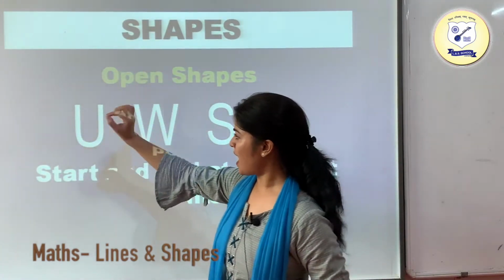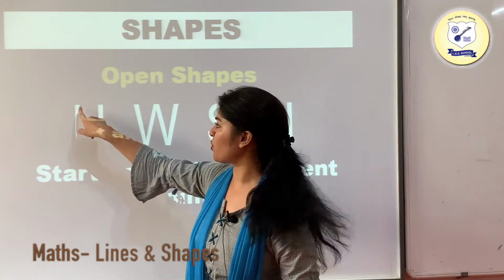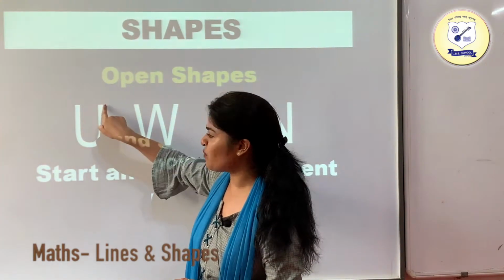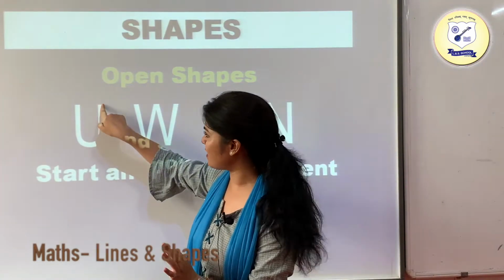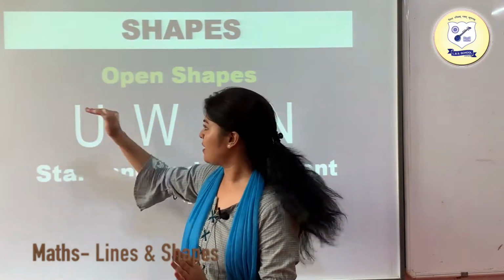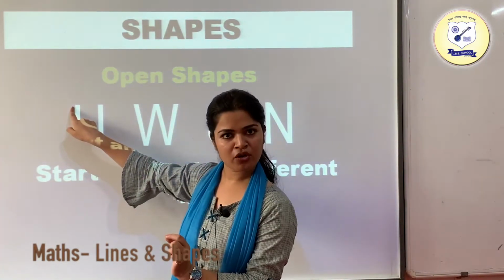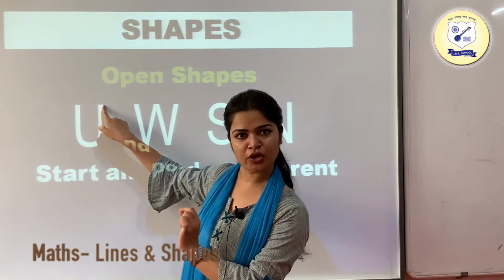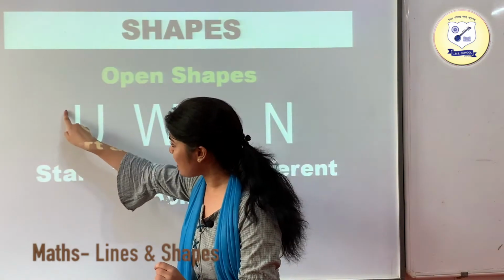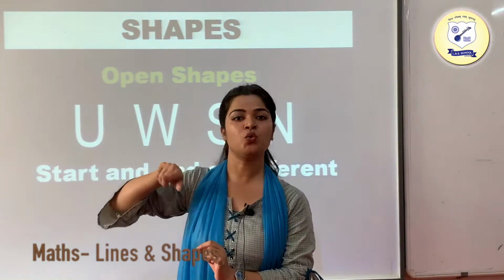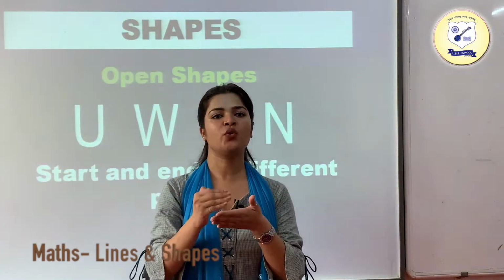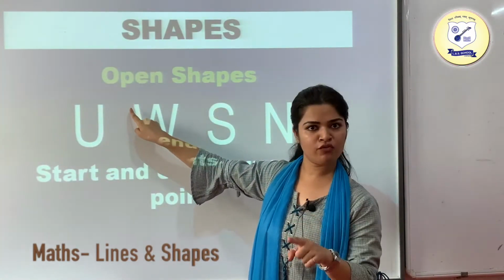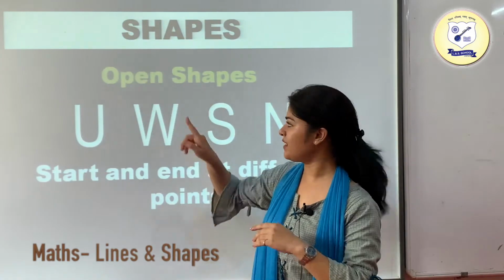Like I have started drawing a U from this point, and I continue drawing it and end it at this point. As you can see, the beginning point of the U is this one, and the ending point is this one. Since the starting point and the ending point of the U are different, this is an open shape. Similarly, we have started drawing W from here and ended it at this point.